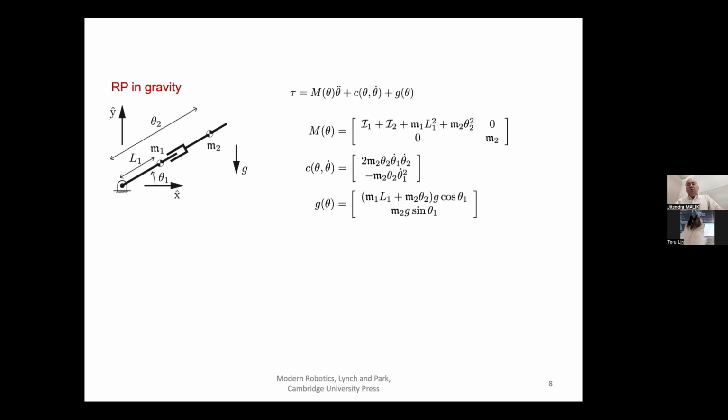Now you do a lot of algebra, and at the end you get this equation, which is at the top. So I think we can look at the abstracted form of this equation. So let's just understand what the terms are. Tau is a vector. So this corresponds to the torques applied at each of the joints. So if you have two joints, there might be two of these, right?